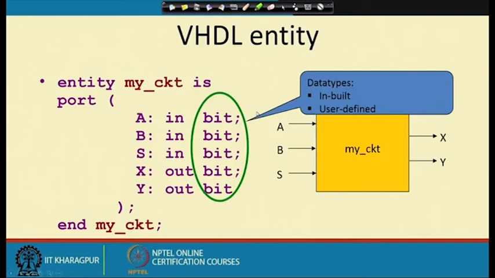There are some built-in data types. Just like any programming language you have data types like integer, character, boolean, real, here also the VHDL language has built-in data types. Bit is a built-in data type. There are other built-in data types like integer, byte, etc. I can have some user defined data types also, so that is also possible.